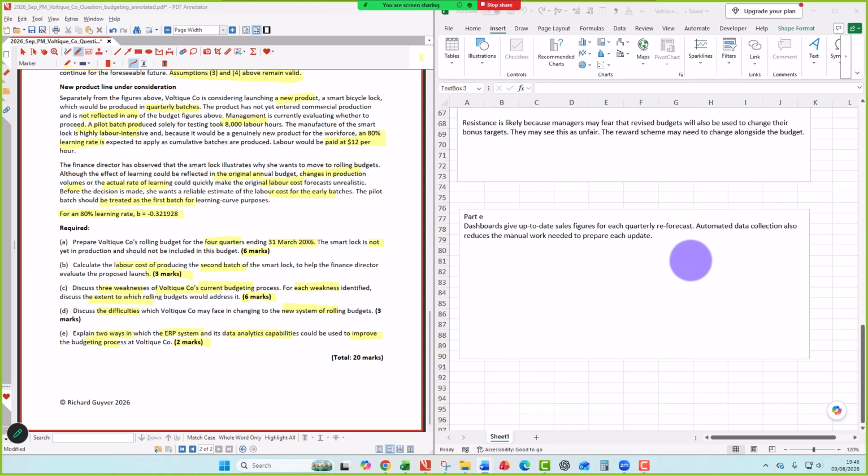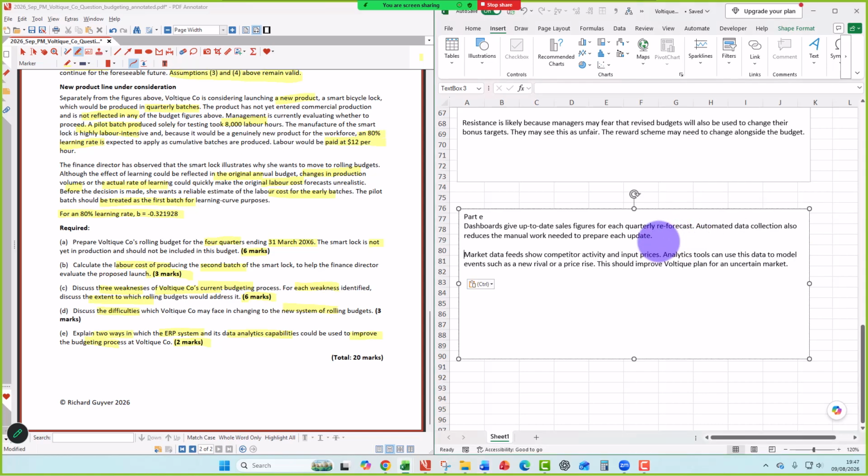And then my last answer for the question, I've picked up on the market data that it mentioned earlier. That shows competitor activity and input prices. How's that going to help improve budgeting? Well, we can use analytic tools to model events, and that should improve Voltique's plan for an uncertain market, which we saw was one of the problems.